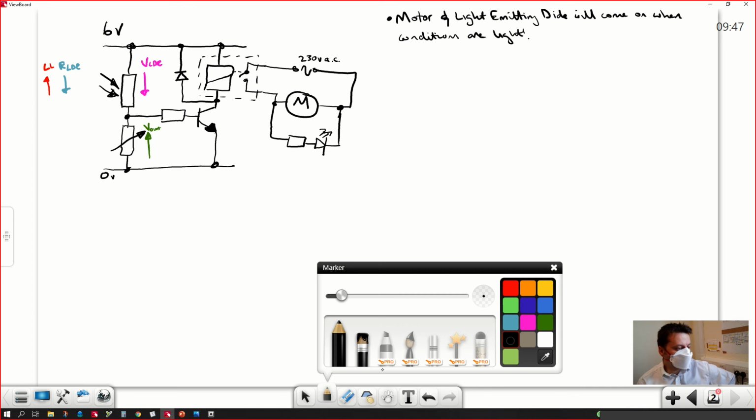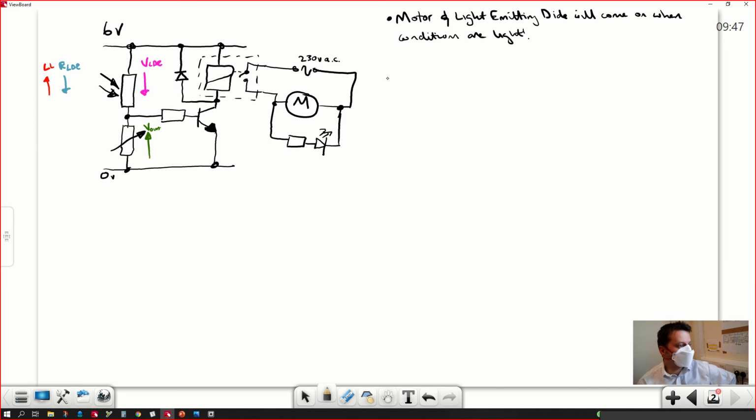So again, you need to get that description in. And remember, you don't abbreviate in the exam: as light level goes up, the resistance of the LDR, you would write resistance of the light dependent resistor, goes down.